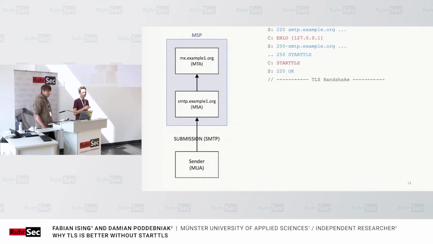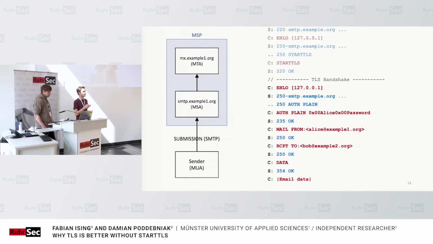Now client and server will perform the actual TLS handshake, and everything after it will be encrypted. The client will again ask for capabilities, to which the server responds that they now support authentication. Alice's Mora will authenticate and send the actual email. But next, let's talk about what STARTTLS stripping means.